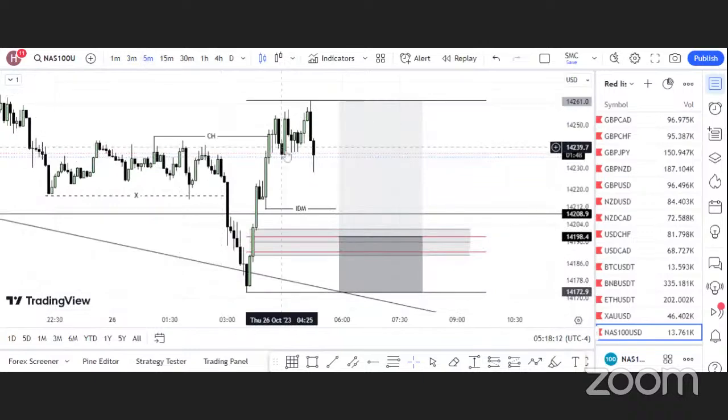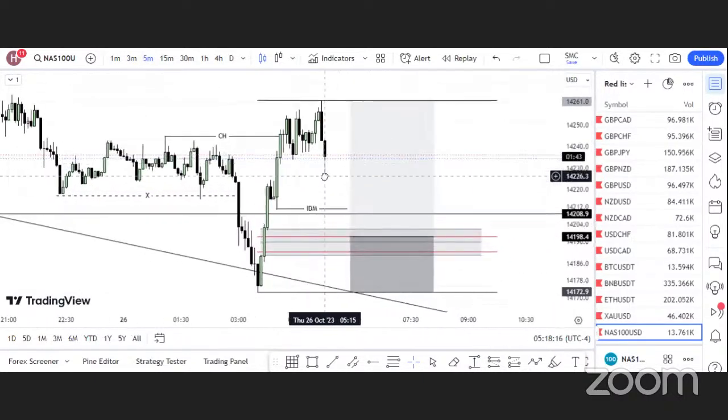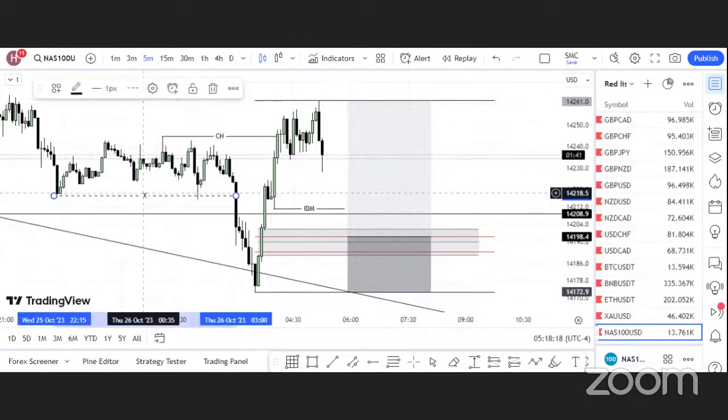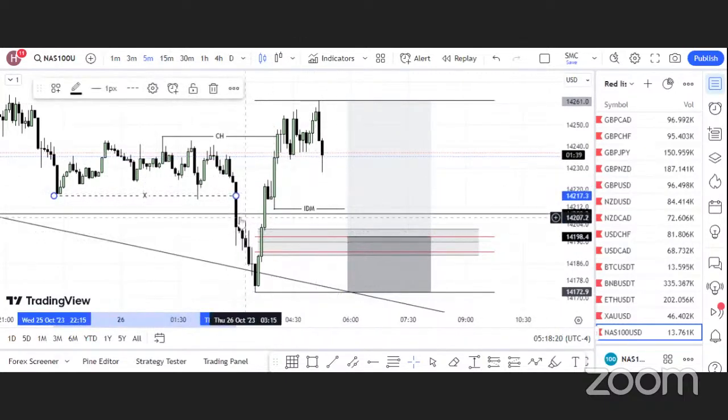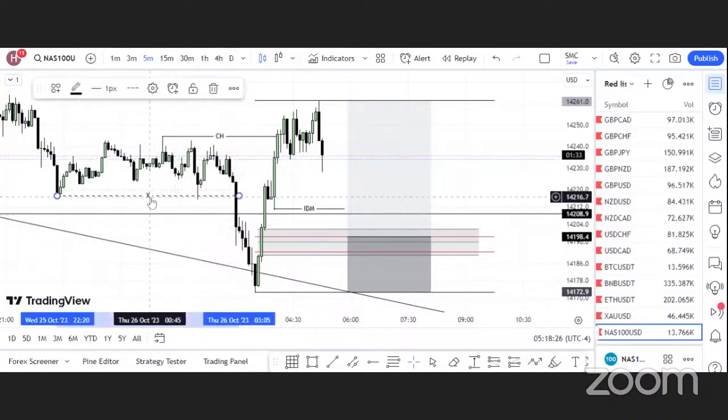So if you are interested in this trade, you can place it. Or you can wait for the market to get to this area and then watch out for the next movement. Then you can decide if it's a trade you are going to take or not.